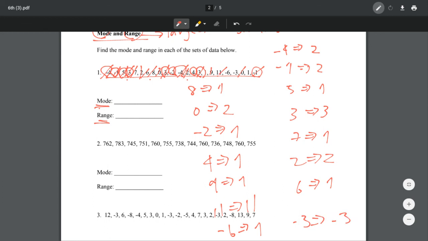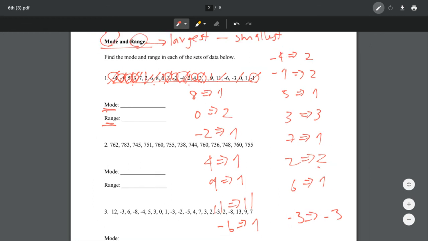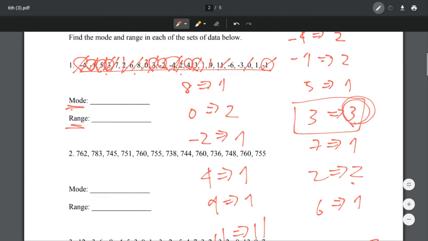And so now we have to find which value occurred most often. Which one's that? 3, right? Because it occurred 3 times, where the other numbers occurred once or twice. And so our mode is 3. Then how about our range? Let's erase all of this.